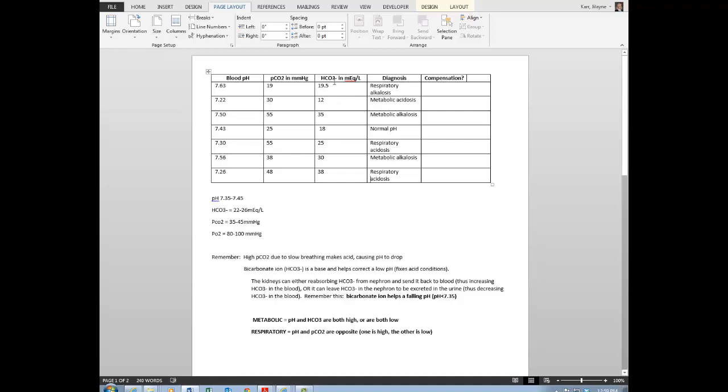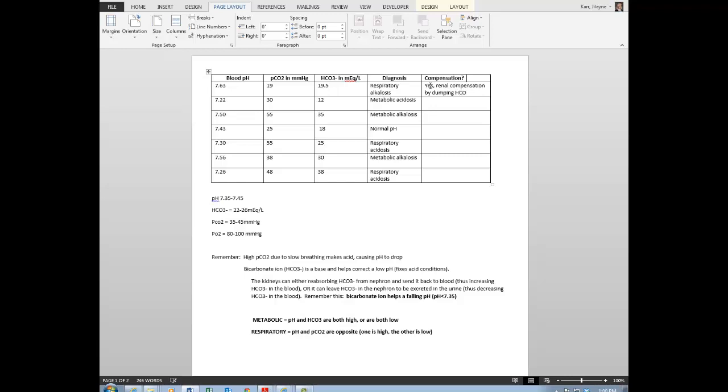Remember, bicarbonate ion helps a falling pH. Here we don't have a falling pH, we have a rising pH, so we don't need to keep bicarbonate ion. We want to get rid of bicarbonate ion. And that's what's happening here. If we look at the normal value for bicarbonate ion, it should be 22. Here it's 19.5. That's a low value, so the kidneys are compensating by getting rid of bicarbonate ion. Let's say it's dumping HCO3 minus.